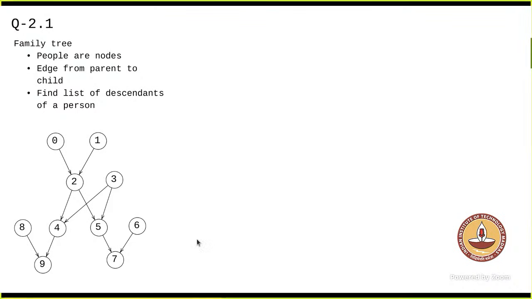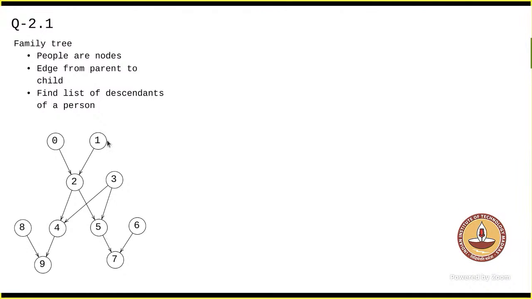So, for example, 0 could be, let's say, mother, 1 could be father, and they both have a child 2. Then 2 gets married. So 2 could be a boy, 3 is a girl. So this is father, mother. They have 2 children, 4 and 5, and 4 is 5's sibling. 4 gets married to 8, 5 gets married to 6, 8 and 4 give birth to 9, 5 and 6 give birth to 7. So you want to find the list of descendants of a person.